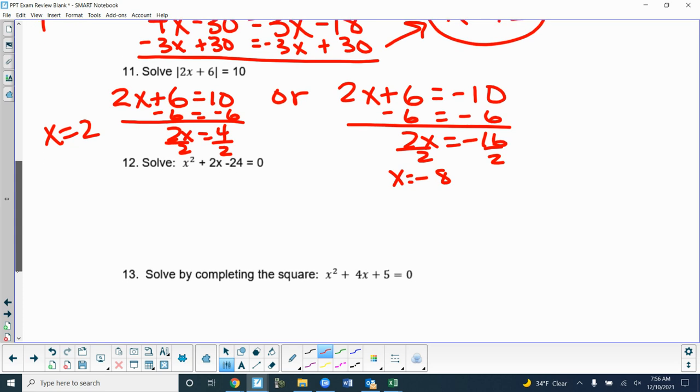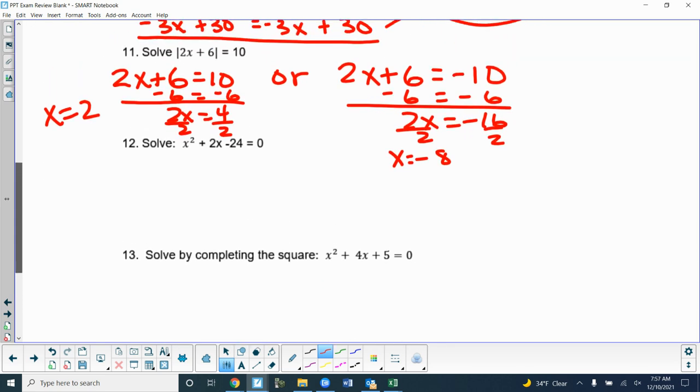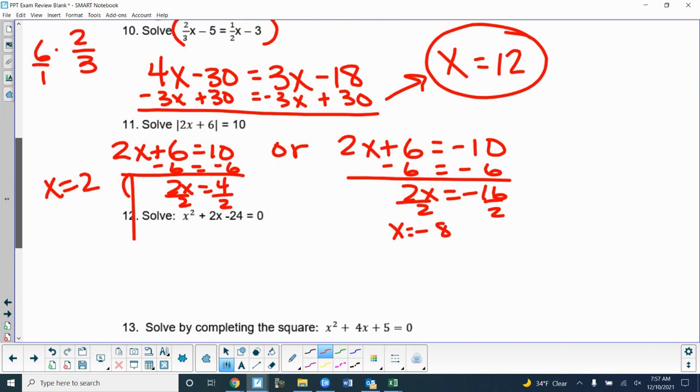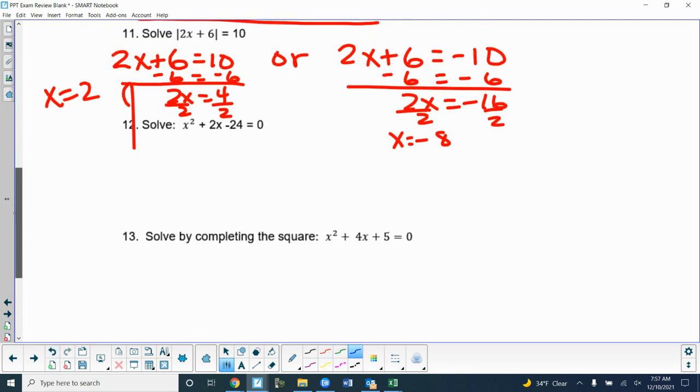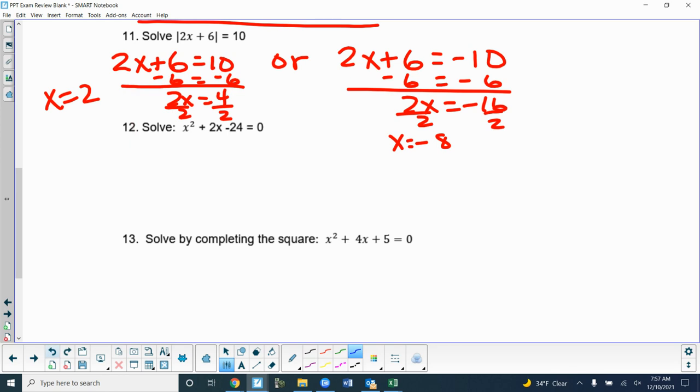All right, number 12, it said to solve it. It didn't tell you how to solve it, so you can solve it whatever you like the best. But this one's easy to factor. There's no GCF, but A is 1 for this trinomial. So you can go right to your 2 sets of parentheses, because the only way to get x squared is x times x. And then we're looking for what times what is negative 24, but added is a positive 2, which is what? Positive 6 and a negative 4.